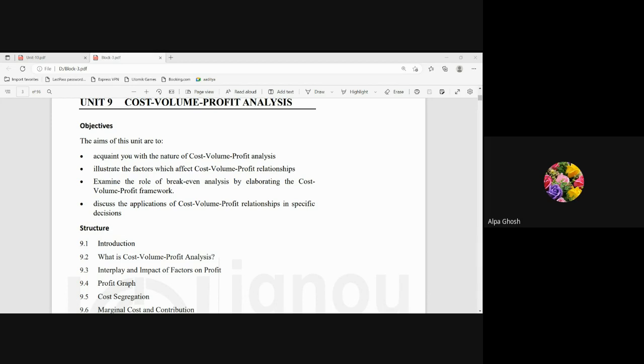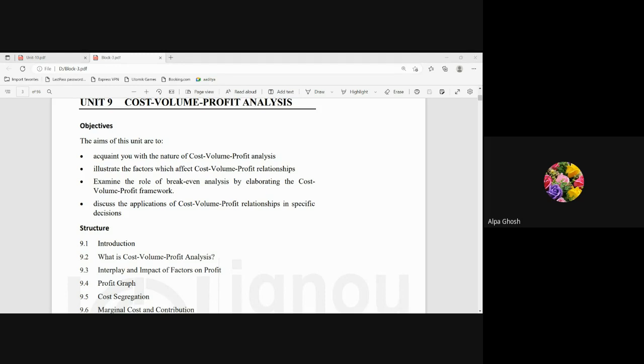Operating leverage, leverage is profitability, and operating leverage is your net profit, or operating profit, or earning before interest and tax. We need to find that without using the fixed finance expenses, if we use only fixed cost, then how we can calculate operating leverage.